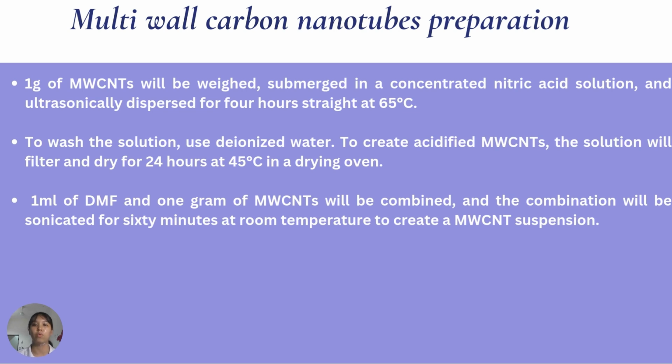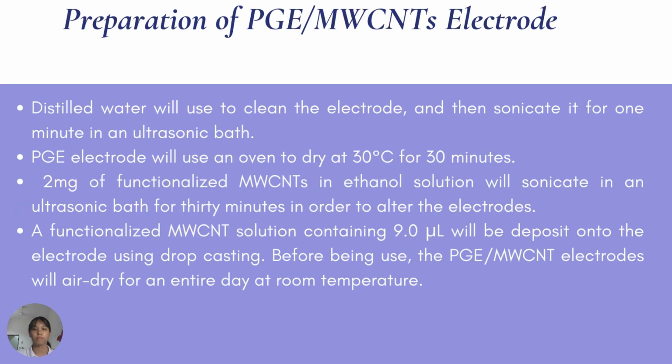After that, it is ultrasonicated for 4 hours straight at 65 degrees Celsius. To wash the solution, we need to use deionized water. To create the acidified nanotube, the solution will be filtered and also dried for 1 day in the oven. 1 ml of DMF will be combined with it to become the suspension.